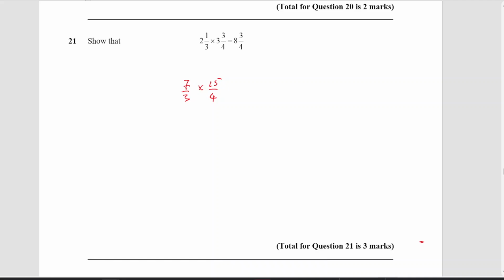You can multiply numerators, multiply denominators together, and then simplify. I like to simplify first, though, so I would say that 15 and 3 have a 3 in common. Once there, and 5 times there. 7 times 5 is 35, and then 1 times 4 is 4. 4 goes into 35 fully 8 times with 3 left over, which is what I was asked to show.